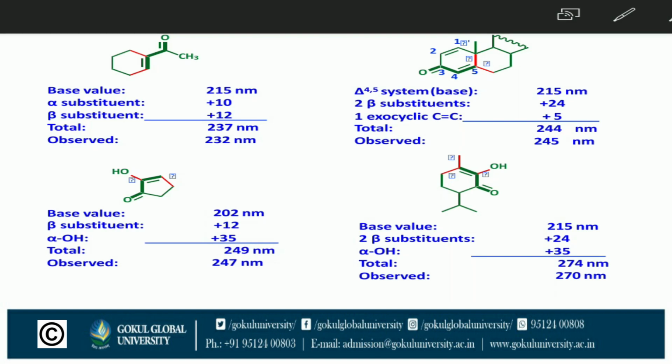Now in the fourth example, base value is 215 nanometer and the 2 beta substituents present here, then the value is plus 24, alpha OH present here, then plus 35, then the total value is 274 nanometer, observed value is 270 nanometer.